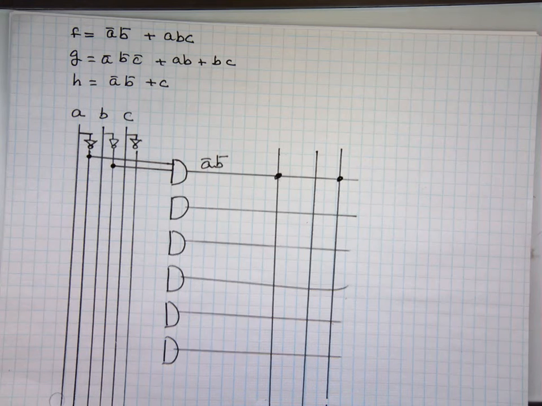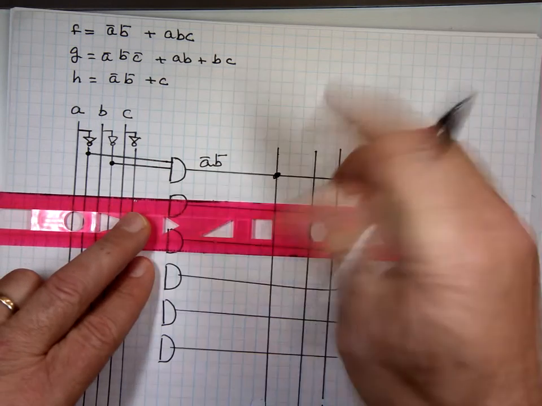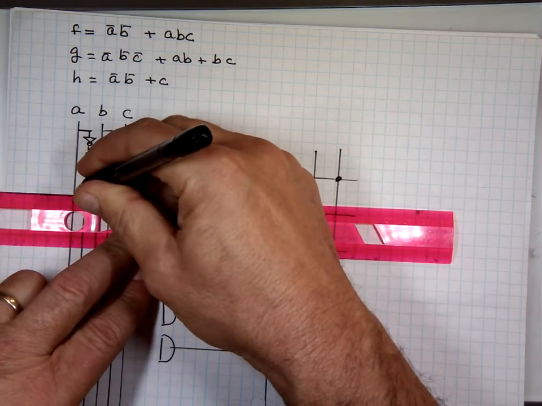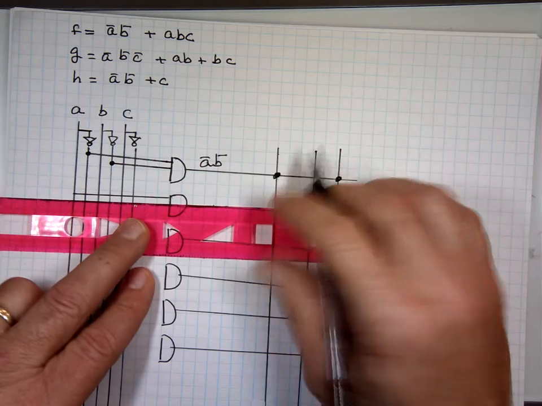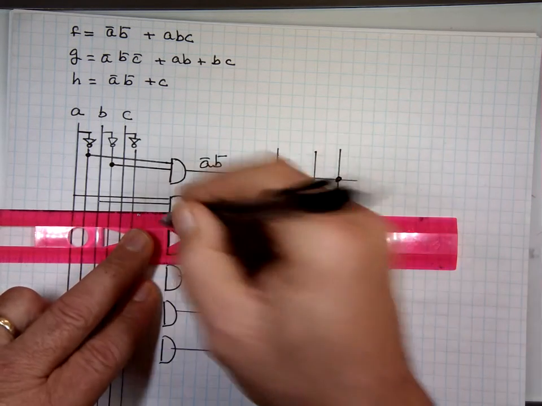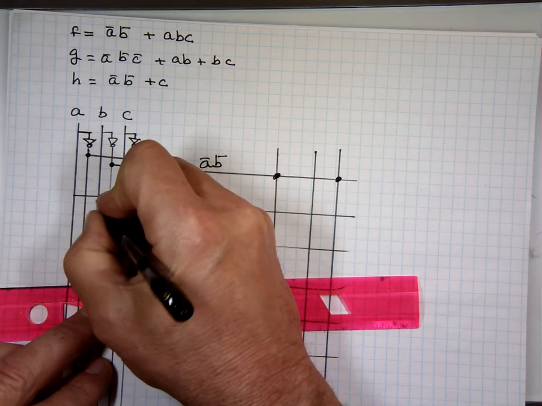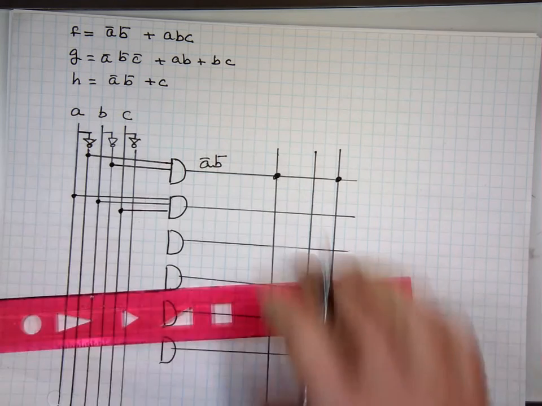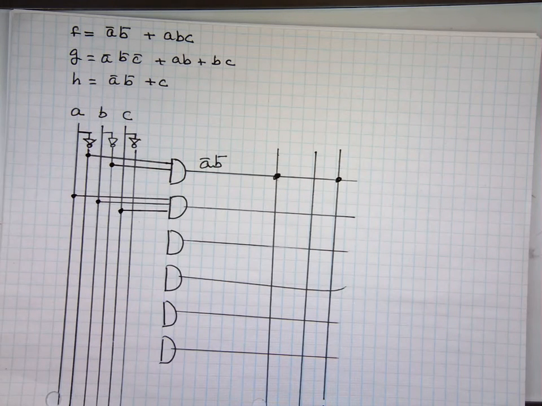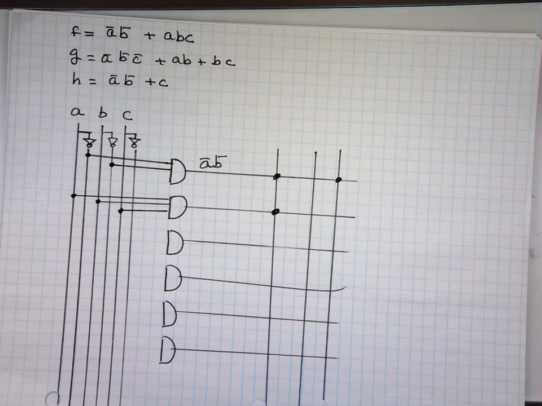The second one, A, B, and C. And that's going to where? To F. Does it go anywhere else? No.